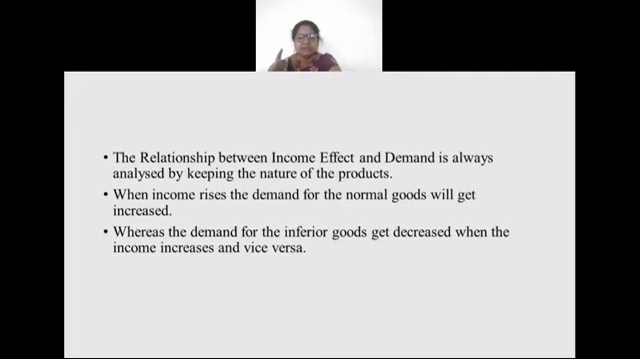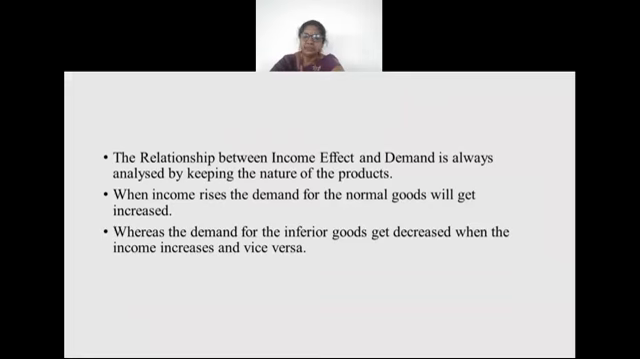When income rises, the demand for normal goods will increase. Normal goods are dresses, and what I told you, the fruits and vegetables. Then automatically it will increase. Suppose 1 kg of carrot is 20 rupees, all will purchase 1 kg. The same 1 kg of carrot at 200 rupees, then purchasing will get reduced.